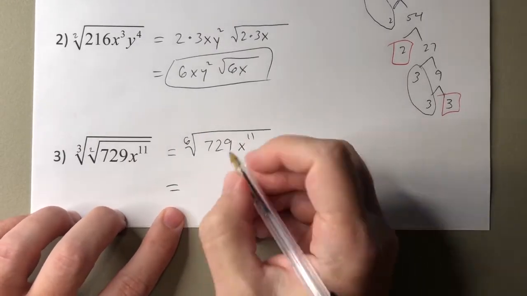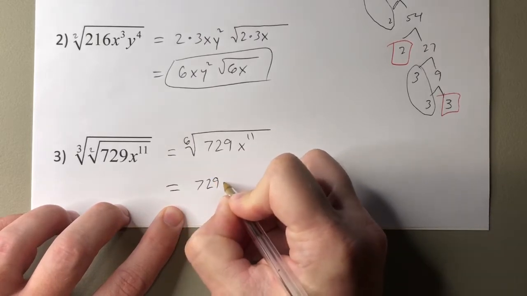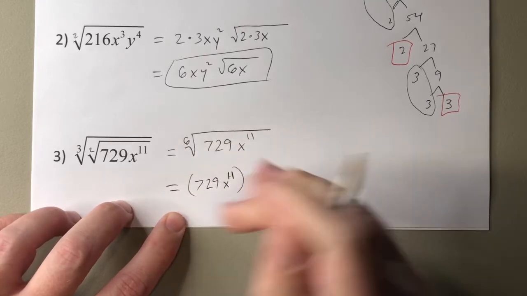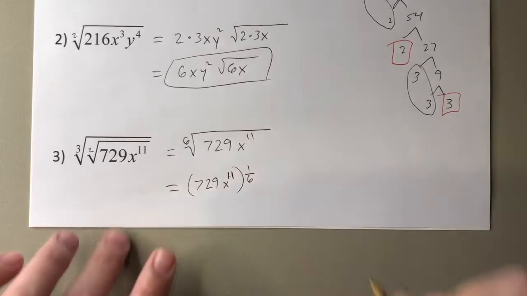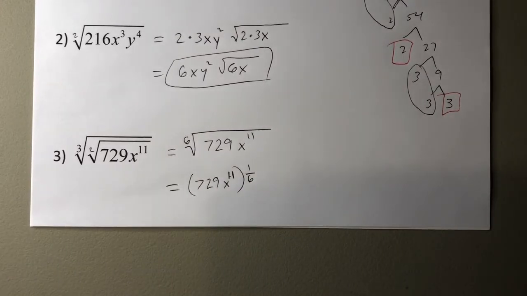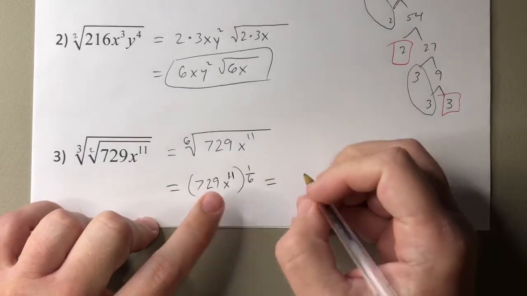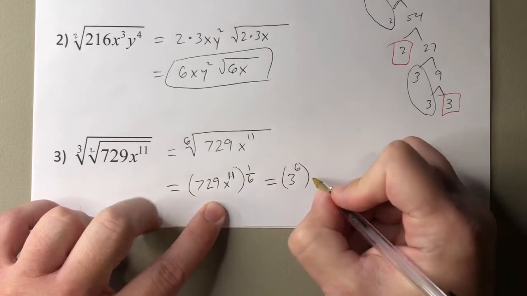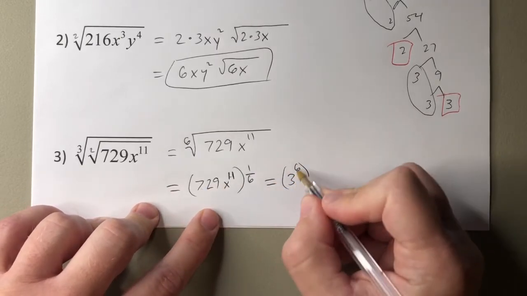So anywho, this is the same as what? I'm actually going to rewrite this from radical form into exponential form. That's another option you have if the situation is conducive to doing so. So now, what do we get? Well, again, 729 is the same as 3 to the 6th. So now we have 3 to the 6th.